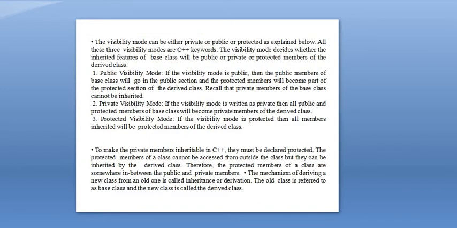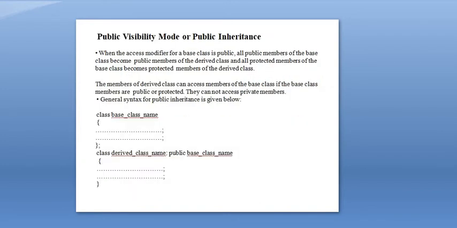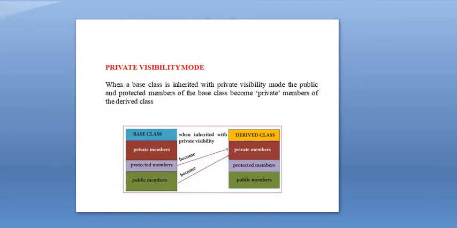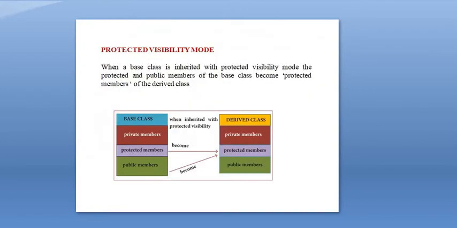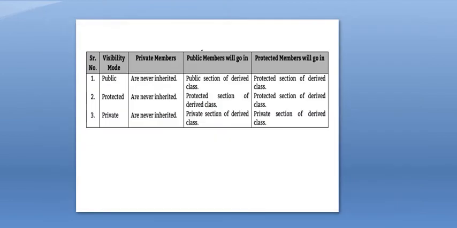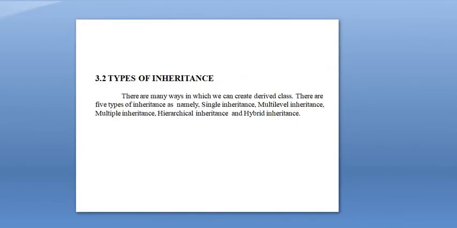that is private, public and protected visibility modes. From the previous session we have started the types of inheritance. We have already covered our single inheritance, multi-level inheritance, multiple inheritance and hierarchical inheritance. In today's session we will see the hybrid inheritance.